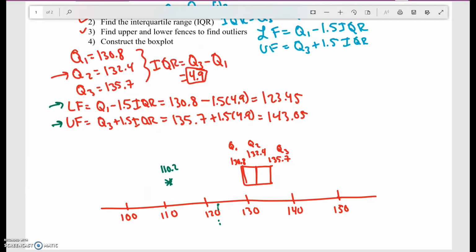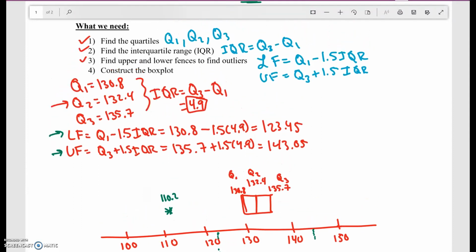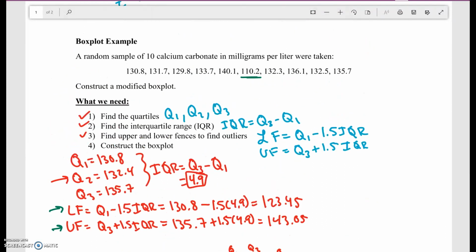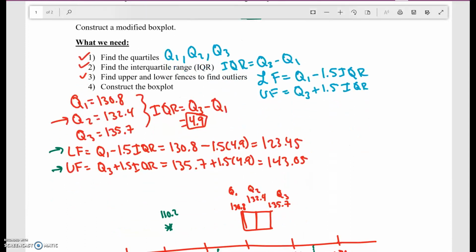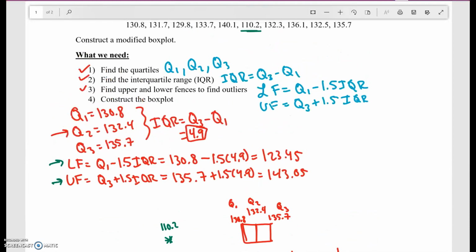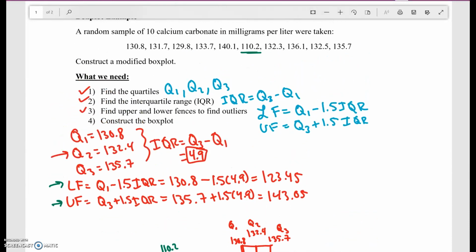And then anything higher than 143.05 will also be an outlier. Anything higher than 143, well, this guy barely made it, so it doesn't seem like there are any outliers. Okay, so that will be it. Now we're going to draw our hinges, now that we've taken care of our outliers.